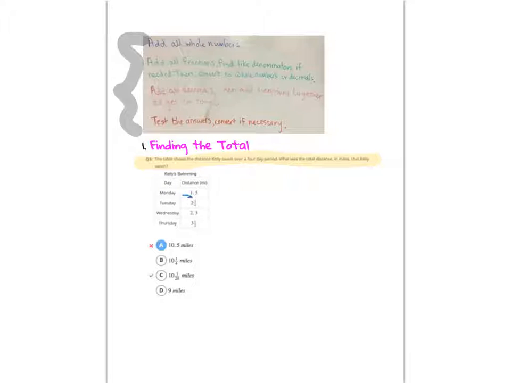We have 1 plus 2 plus 2 plus 3. One more time, that's 1 plus 2 plus 2 plus 3. Add all those together, you're going to get 8. Next, we're going to add all fractions and then find like denominators if needed.